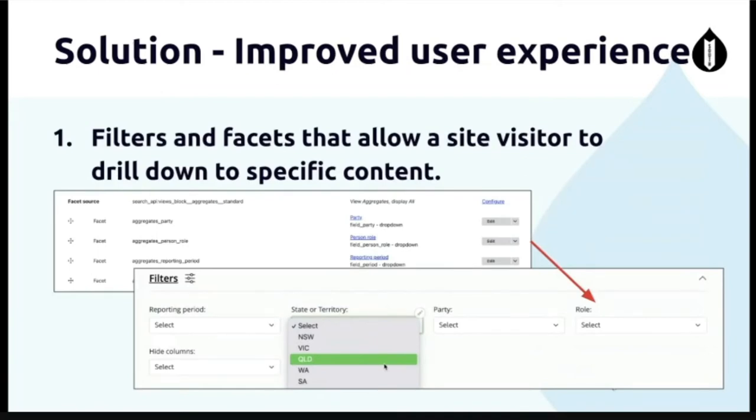We also worked on improving the user experience. We introduced filters and facets that allowed better interrogation of the content. For example, on the old site, there was no way to compare a parliamentarian's expenditure across different reporting periods on the same page. With the new design that we were able to implement on the site, Morph was able to deliver this feature.